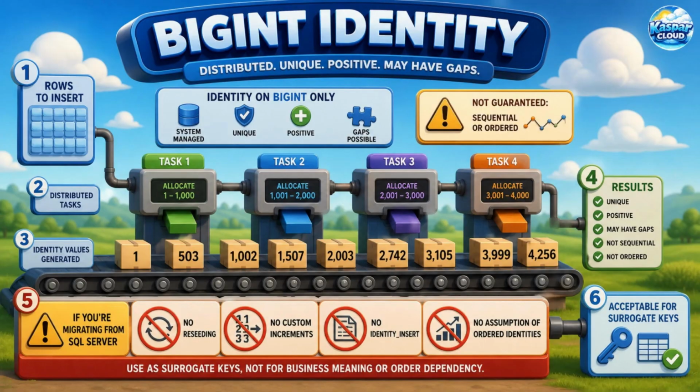Identity columns are commonly used for surrogate keys in dimensional models, but their behavior in Fabric reflects the realities of distributed processing systems. Microsoft Fabric Data Warehouse supports identity only on bigint columns, and identity values are generated and managed automatically by the platform. The generated values are unique and positive, but are not guaranteed to be sequential, gap-free, or ordered because values may be allocated across multiple distributed execution tasks simultaneously.